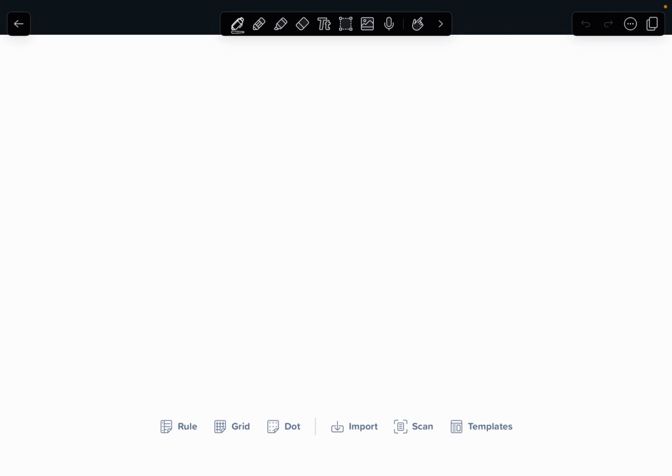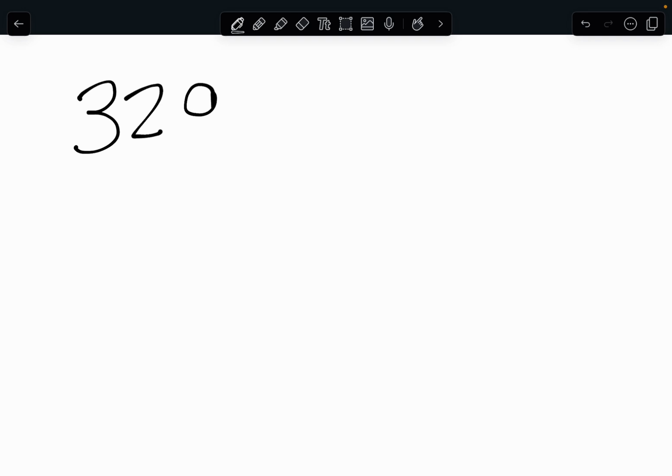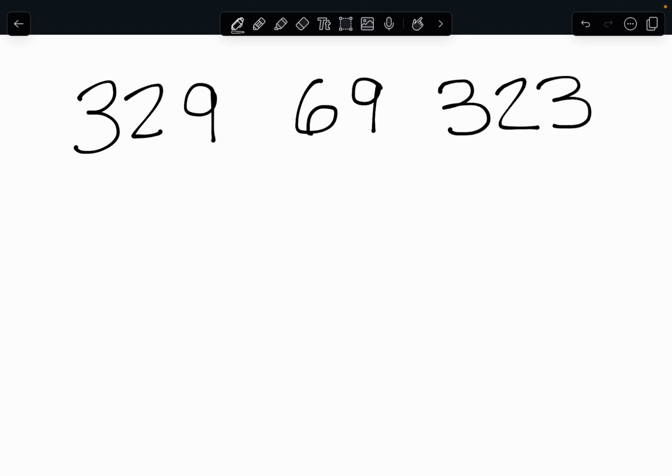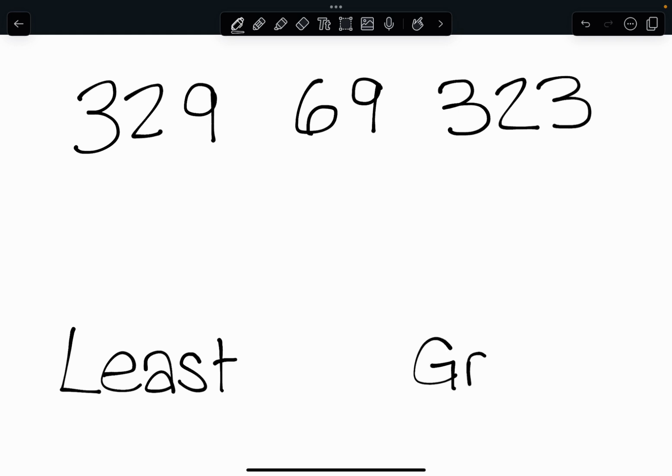practice really fast. So if I have the number 329, I have the number 69, and I have the number 323, I want to put them in order from the least to the greatest. So we know that when we're comparing numbers, we want to look for the least, which is the smallest number, to the greatest. For this problem, that's what we want to do.